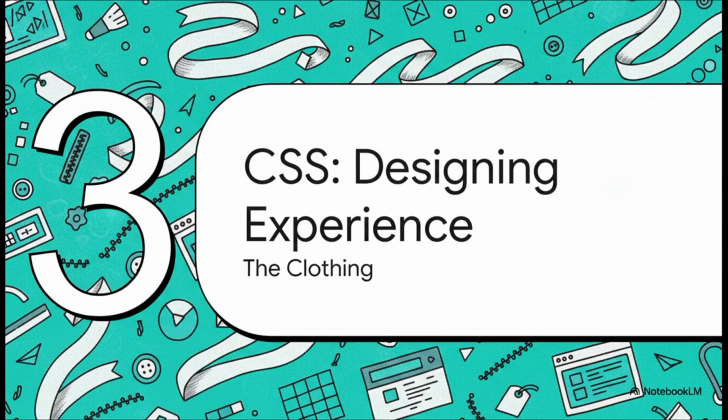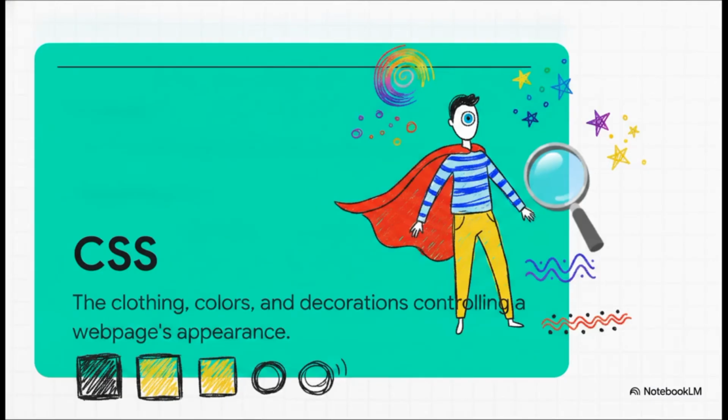Next up is section 3, CSS, designing the experience. Think of this as the clothing. So CSS stands for Cascading Style Sheets. Let's extend that human body analogy we were just using. If HTML is the bare skeleton, CSS is the clothing. It's the skin, the eye color, and all the decorations that control the web page's appearance and layout.